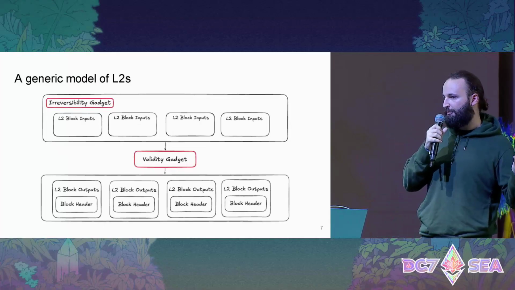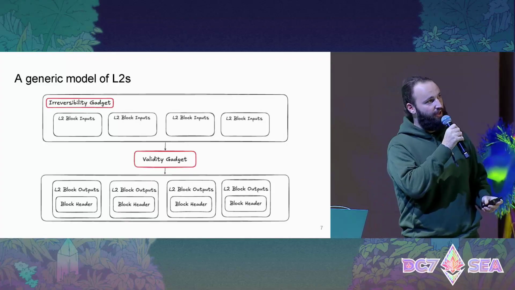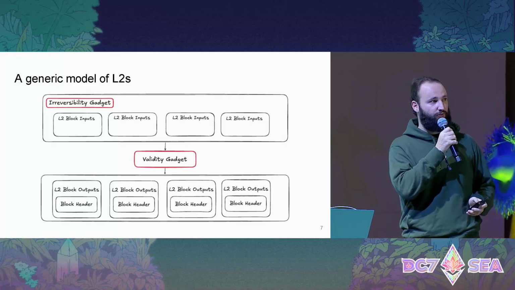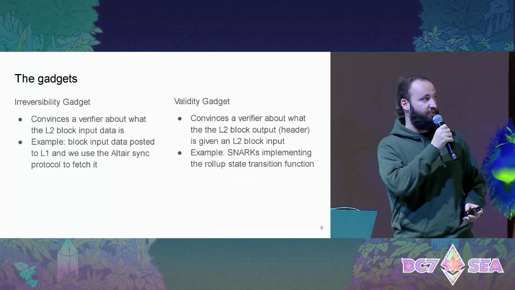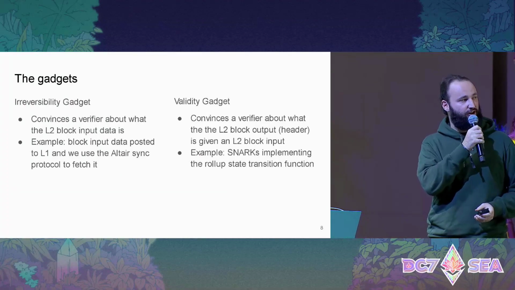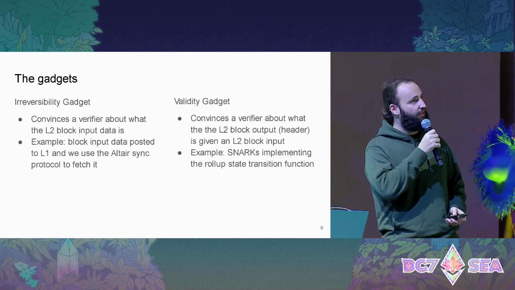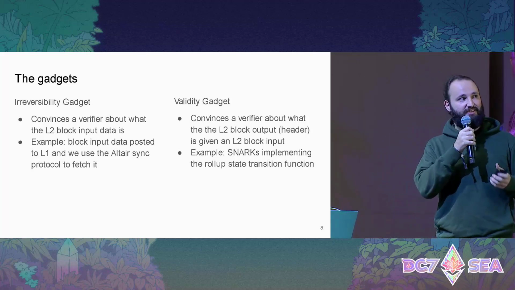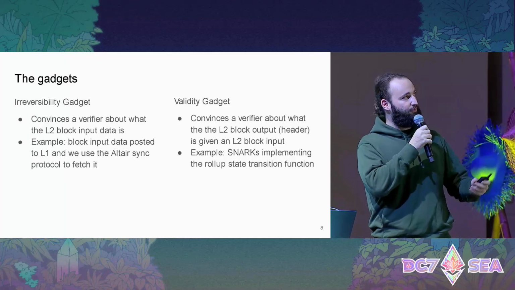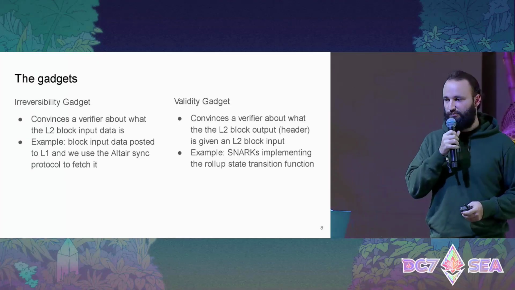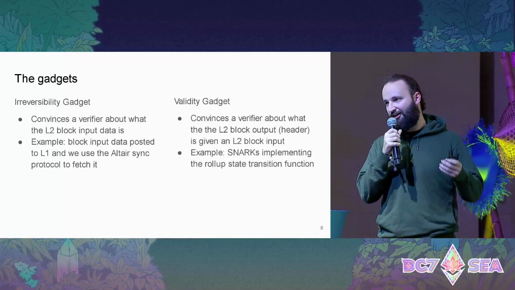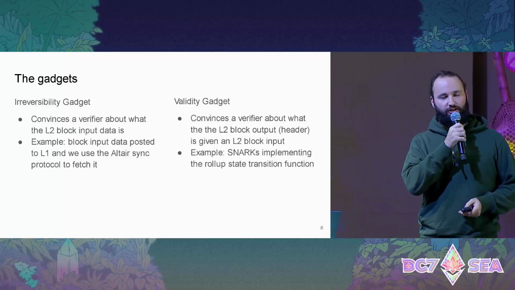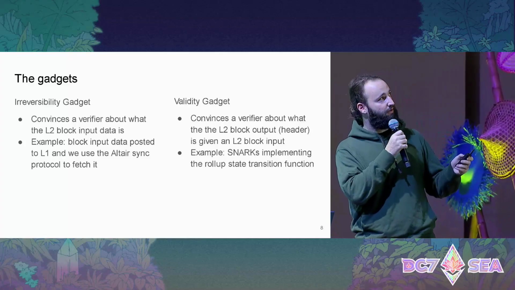So for our purposes, we're going to make this model a little bit more generic. And we're going to replace Ethereum with an Irreversibility gadget and these snarks with a Validity gadget. Now, let's quickly define these. So an Irreversibility gadget convinces a verifier about what the L2 block input data is. And a Validity gadget convinces a verifier about what the L2 block output data is given a given L2 block input. An example of an Irreversibility gadget is the data posted to Ethereum and checking it via the existing Ethereum light client. And an example of a Validity gadget is a snark that implements a state transition function.